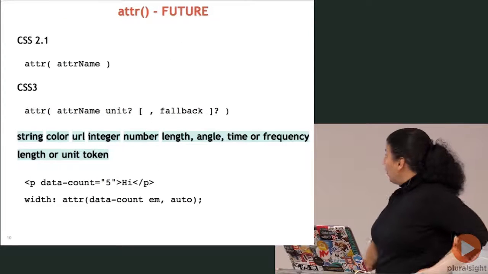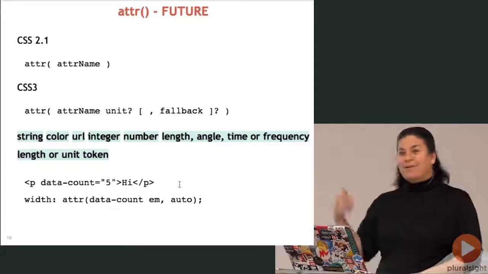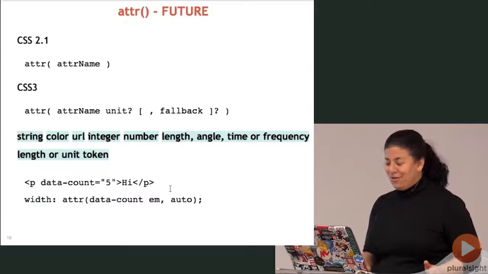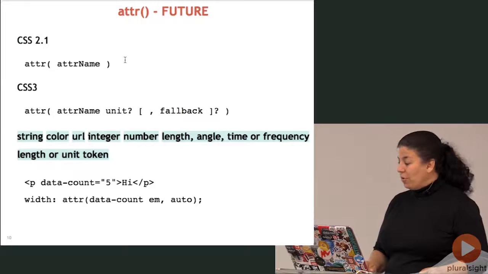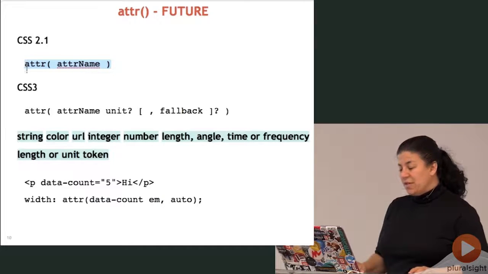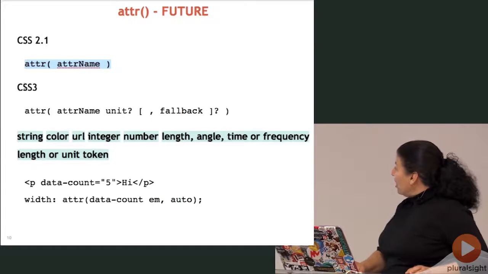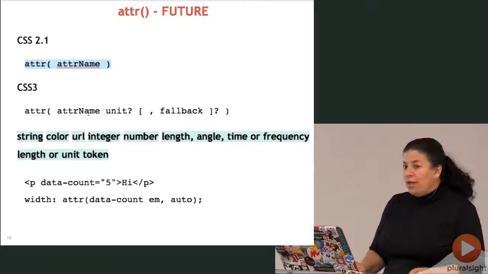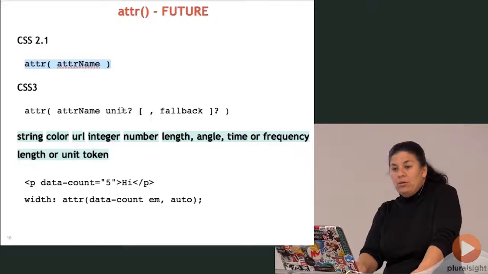Then, so attribute. Oh, I did. Look. I actually did include it. So this is the old school. You could just include the attribute name, and this is supported everywhere since IE8. In CSS3, we've added this, and it's not fully supported yet. But you can actually put an attribute name, and then a unit, and a fallback.